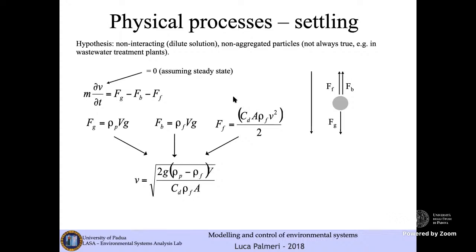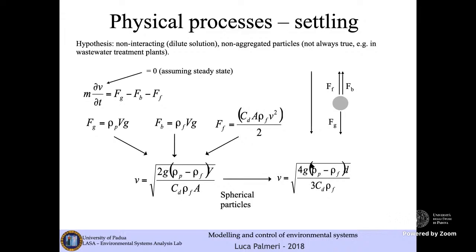This is the classical derivation of the settling speed that you may have seen when you were discussing Stokes' law, in particular for spherical particles, or for those particles in which there is a fixed relationship between the volume and the surface opposed to the movement of the particle. This relationship reduces to this one, so the settling speed is equal to the square root of 4g, gravitational acceleration, times the difference between the density of the particle and the density of the fluid, times the diameter, divided by the drag coefficient and the density of the fluid.